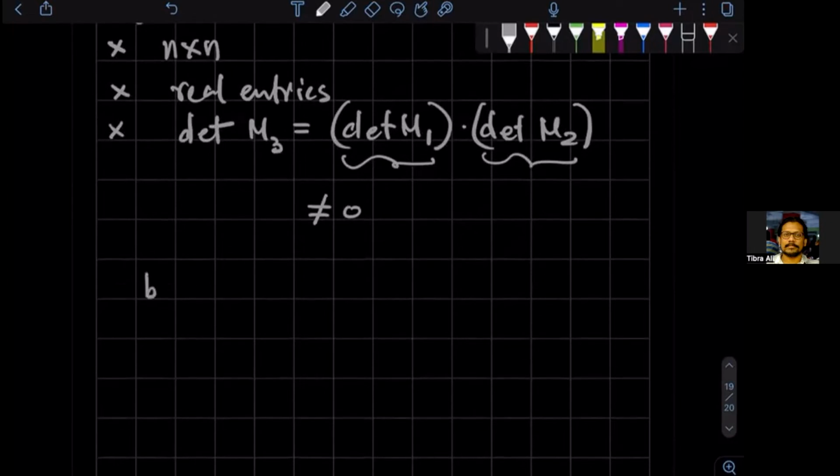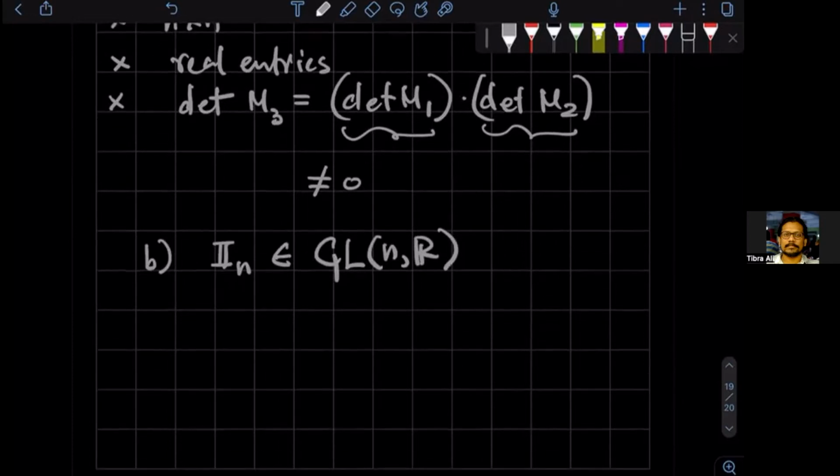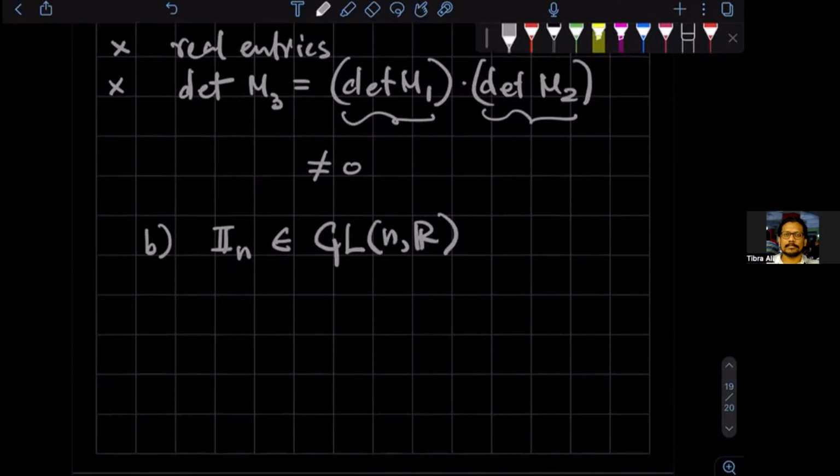Now, identity is just I, right? The identity element is also in GLNR, right? So this is the identity element. So we have identified the n by n identity matrix as the identity element of the group, right? So this is identification, not equal. We've identified that to be E.